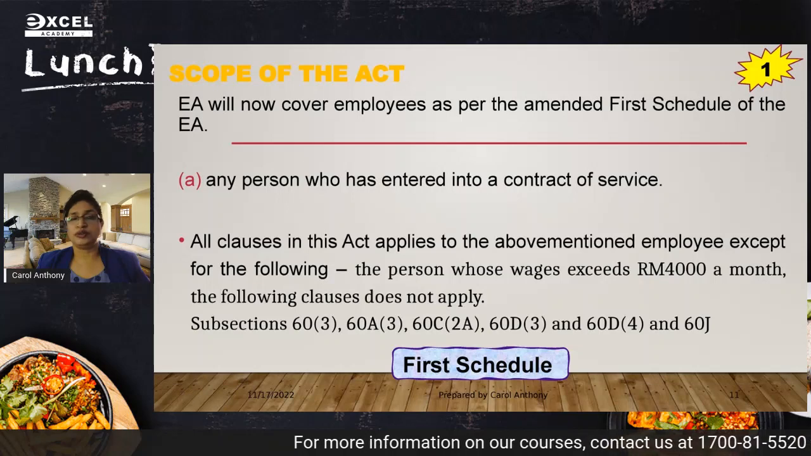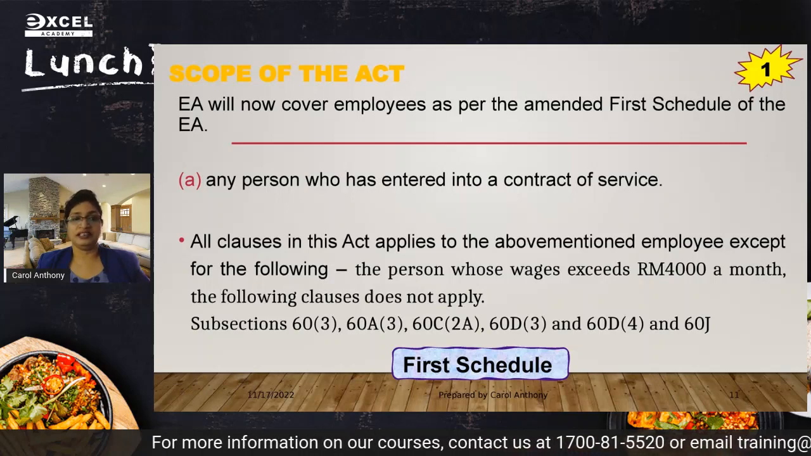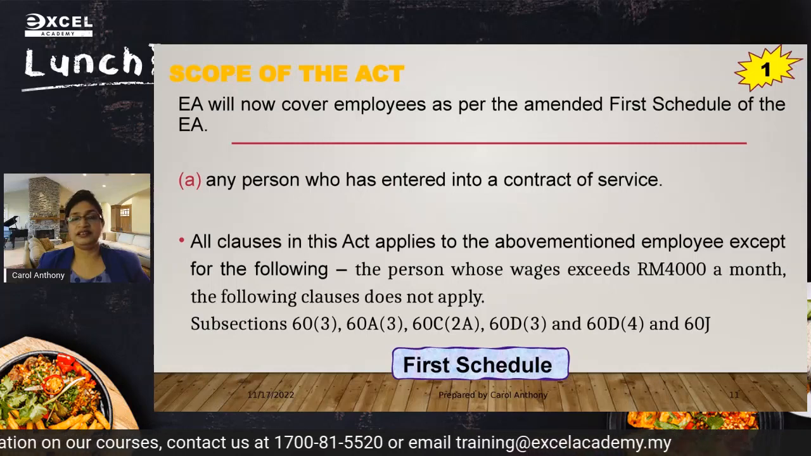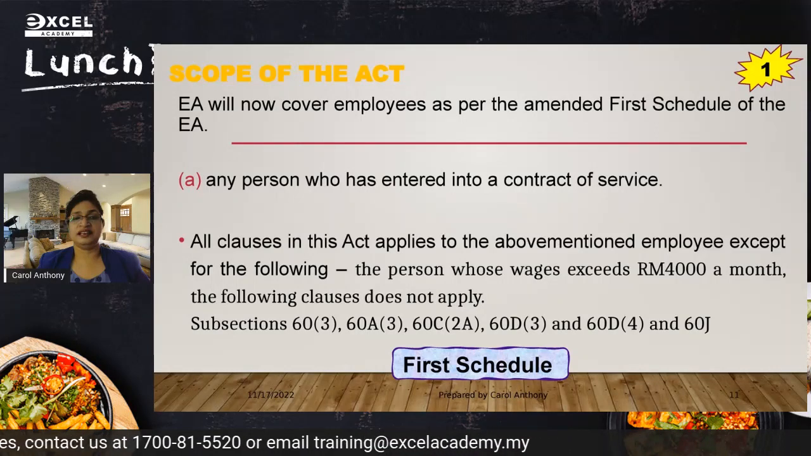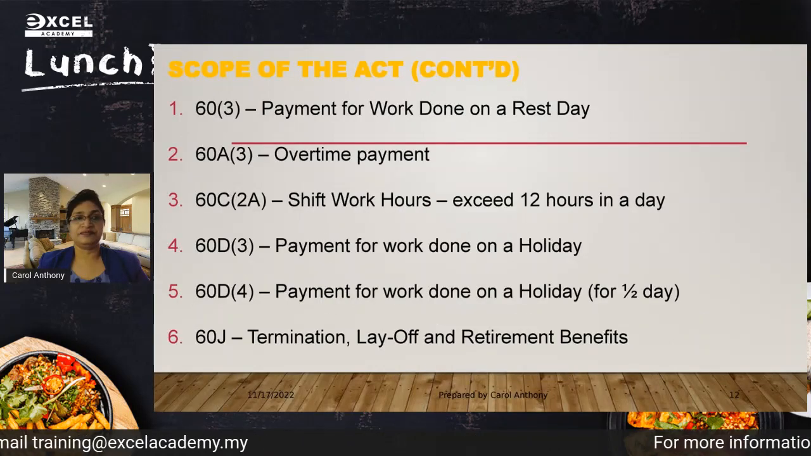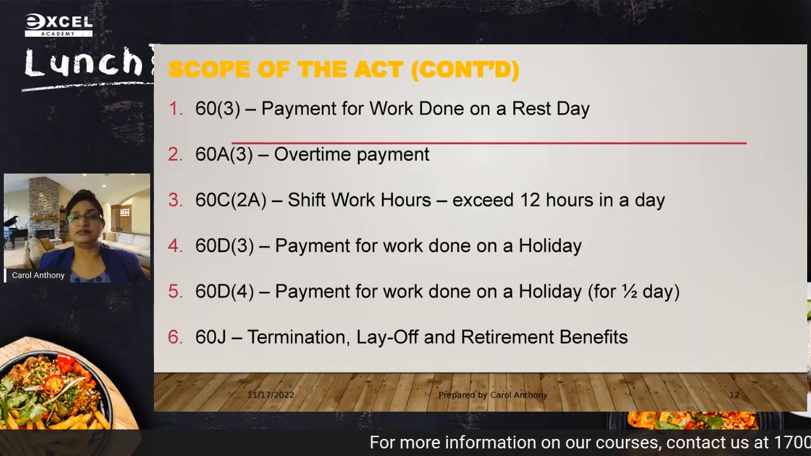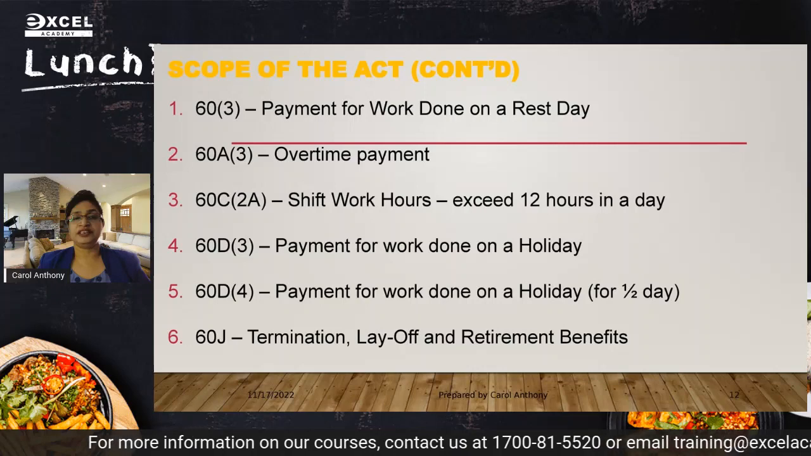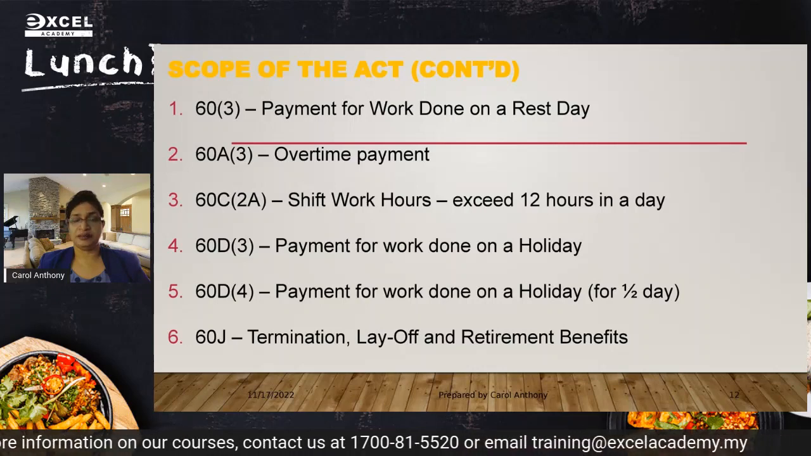So for those whose wages exceed 4,000, these are the exclusions. Subsections 60, 60A, 60C, 60D, what are they? Let's look at the next slide. These are the ones. Basically, it's talking about overtime, right? And the last one, 60J, is termination, layoff, and retirement benefits.